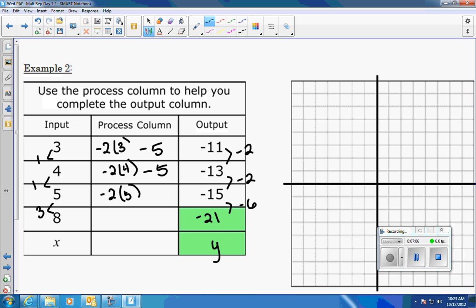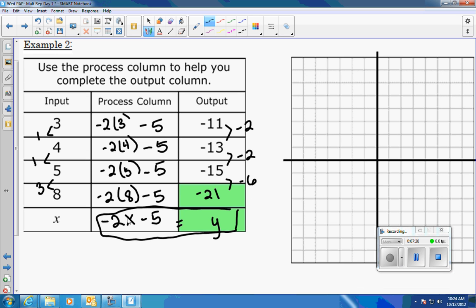-2 times 5 is -10. So again, I'm subtracting 5. -2 times 8 is -16. So yes, again, I'm subtracting 5. So to come up with my equation, it's -2 times x minus 5. This line right here gives you your equation. And then it's a matter of graphing for us. Now, we have a positive input, and again, your inputs go on the x-axis. So 1, 2, 3, 4, 5, 6, 7, and 8.